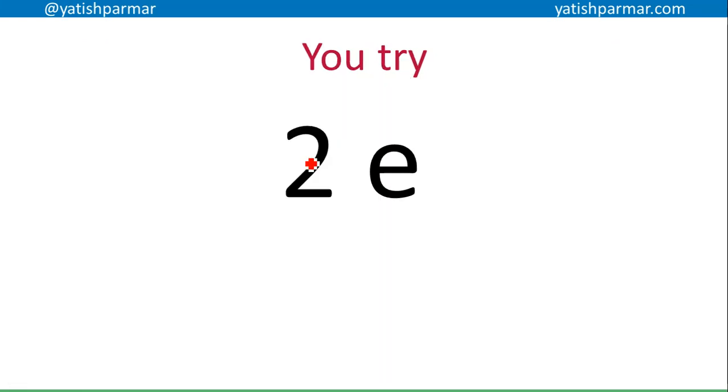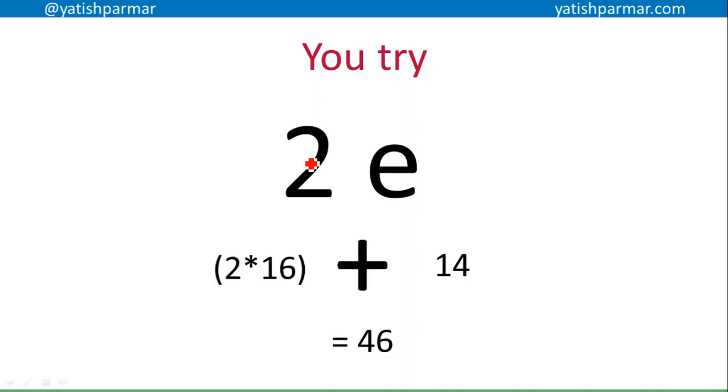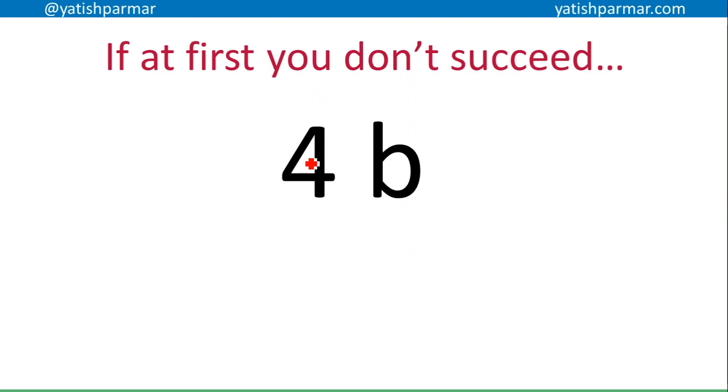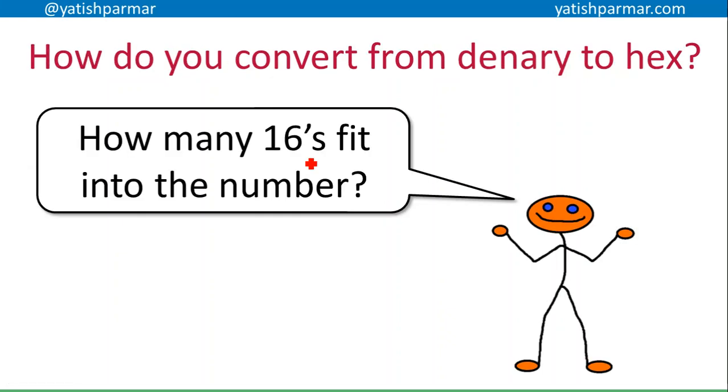Now I want you to try this one out. I'm going to hit pause, or you should hit pause. Now if you come back, 2E is 2 times 16 plus whatever E is, and that gives me 46. If at first you don't succeed, dust yourself off and try again. Hit pause, have another go. And so you should have got 4B: 4 16s plus B, which is 11, gives you 75 overall.